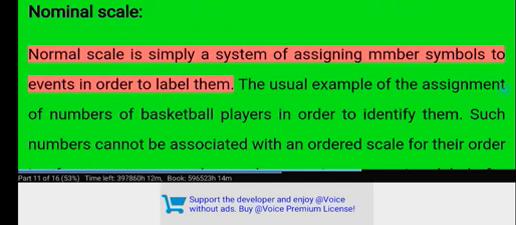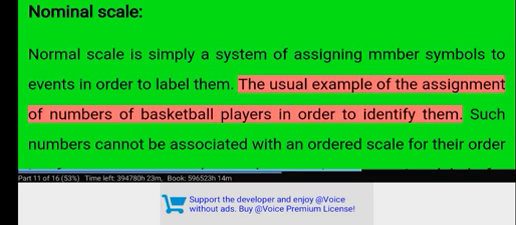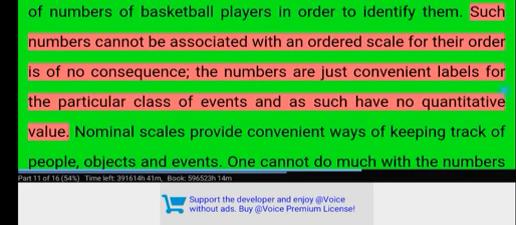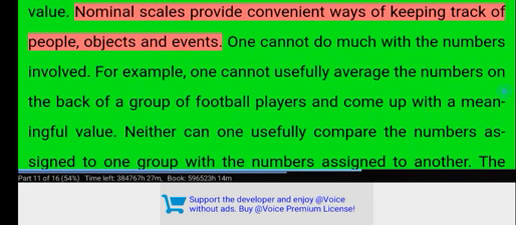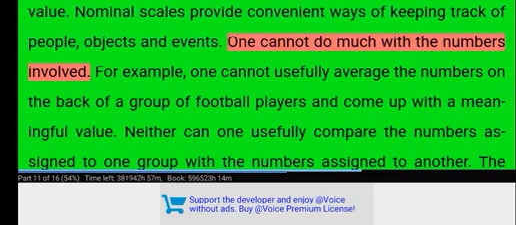Nominal scale. Nominal scale is simply a system of assigning number symbols to events in order to label them. The usual example is the assignment of numbers to basketball players in order to identify them. Such numbers cannot be associated with an ordered scale, for their order is of no consequence. The numbers are just convenient labels for the particular class of events and as such have no quantitative value. Nominal scales provide convenient ways of keeping track of people, objects, and events. One cannot do much with the numbers involved.